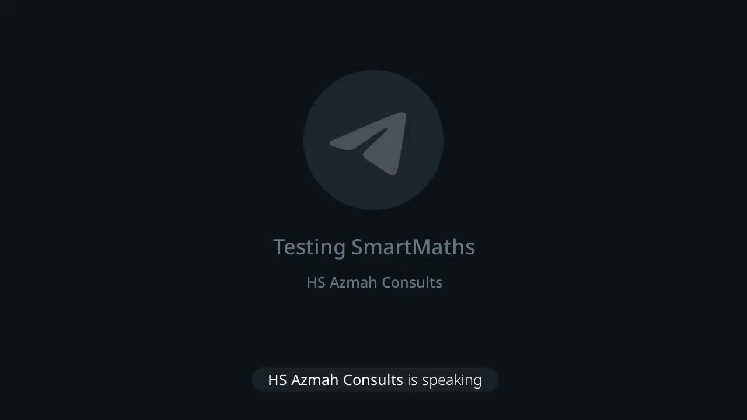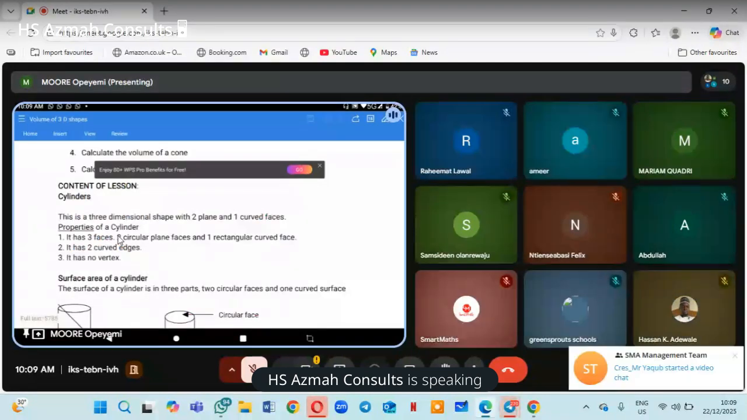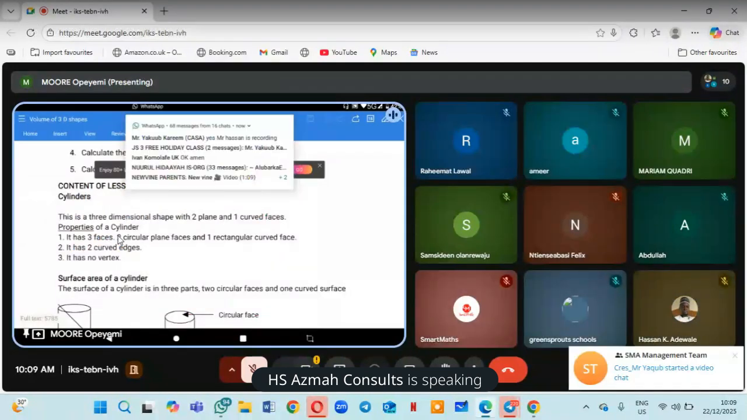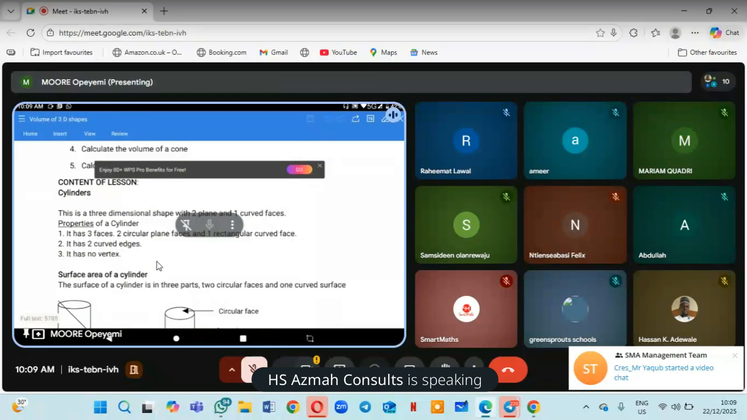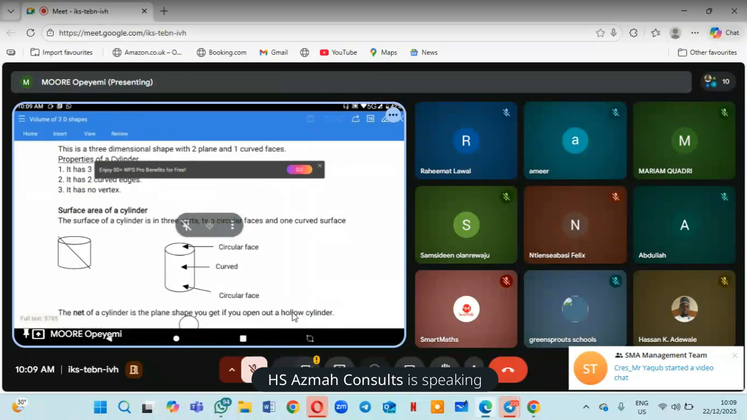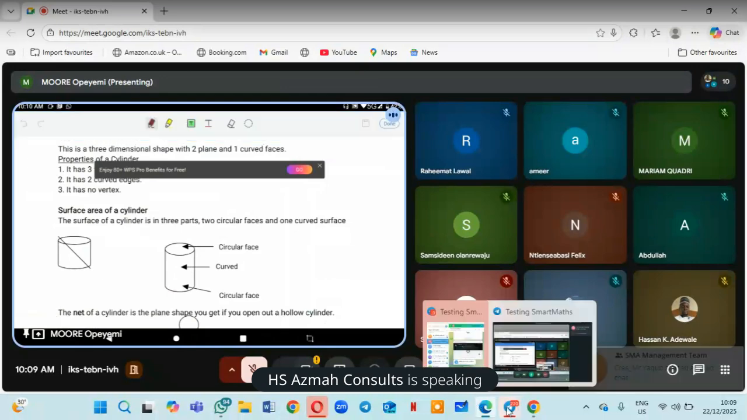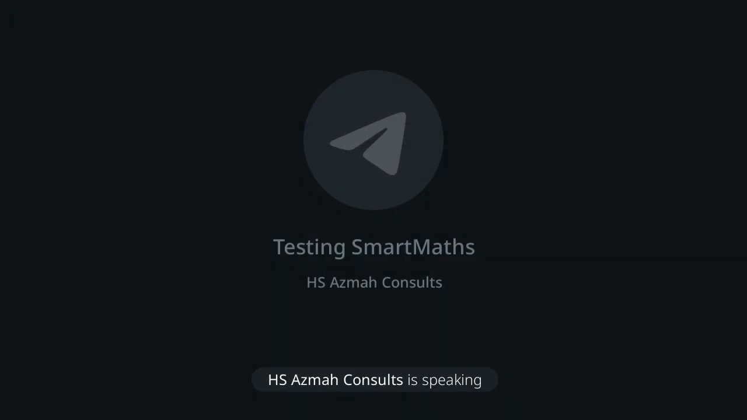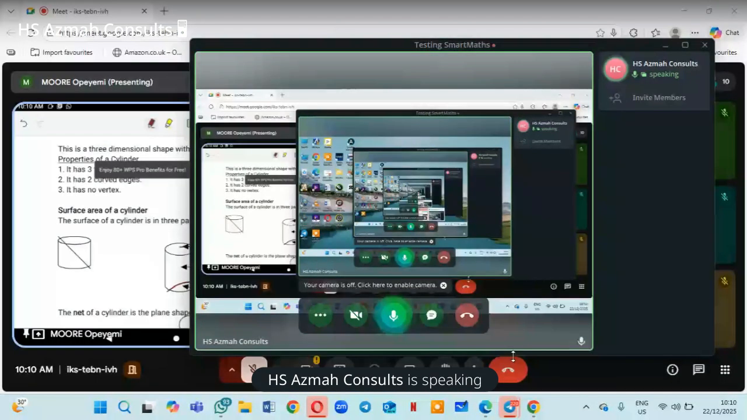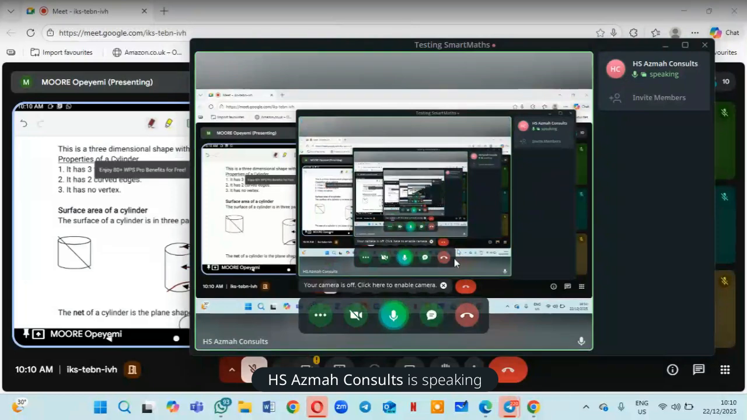We try to make us see that the surface of the cylinder is in three parts. So two circular faces and one curved surface. As you can see on the label, the one on top is a circle. That is the circular face, the first part. This is another circular end, the second part. And this is the curved part.